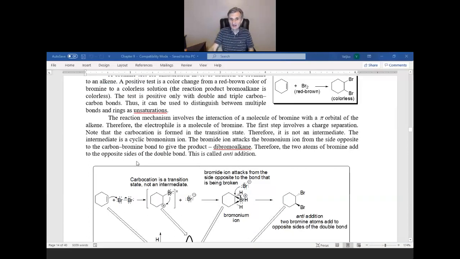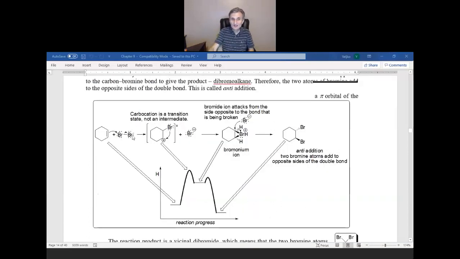And here is the reaction mechanism. It's very important because the carbocation is not an intermediate here. The intermediate is a bromonium ion. See this cyclic 3-membered ring with bromine. That's the bromonium ion. Why it's important is that the second bromine atom, this bromide nucleophile, attacks from the back, from the opposite side. The result is that 2 bromines add to opposite sides of the double bond. Addition from the opposite sides of the double bond is called anti-addition. So 2 bromines add anti to each other.